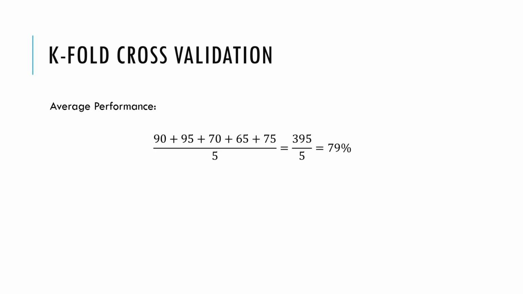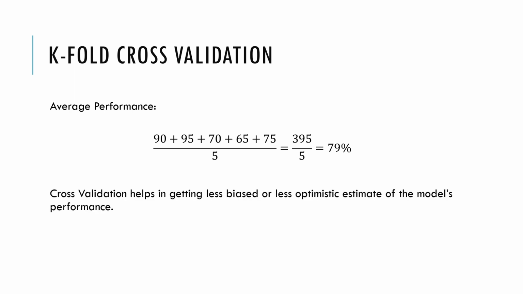Therefore, cross-validation has helped us to get a less biased or less optimistic estimate of the model's performance. If we had created only one model whose accuracy was 95%, we would have incorrectly overestimated the model's overall performance. That's why we use cross-validation. That's it for this video.